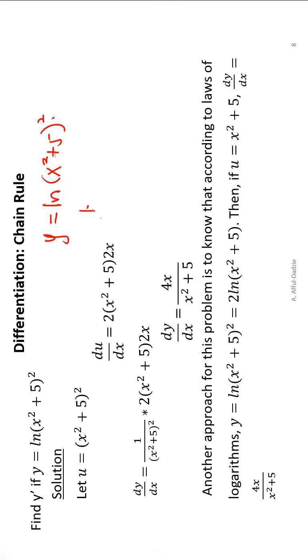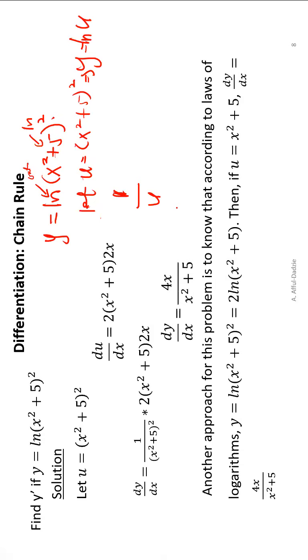So initially, this would be our outer function, and this would be the inner function. So let u be equal to the inner function, which is x squared plus 5 whole squared. So all of this is being represented by u. Then our whole function would now be y equals natural log of u, okay? If we have to take the derivative, we first take dy du, and then we'll do du dx. So dy du, in this case, is going to be 1 over u. That's the first one.